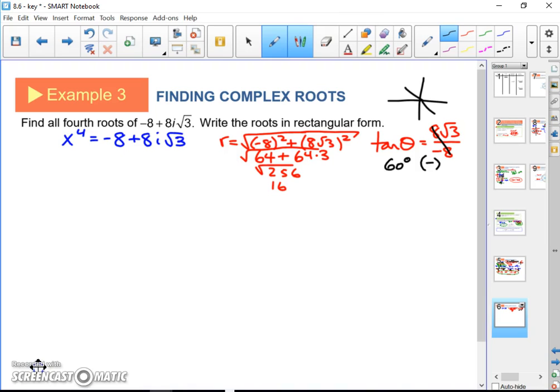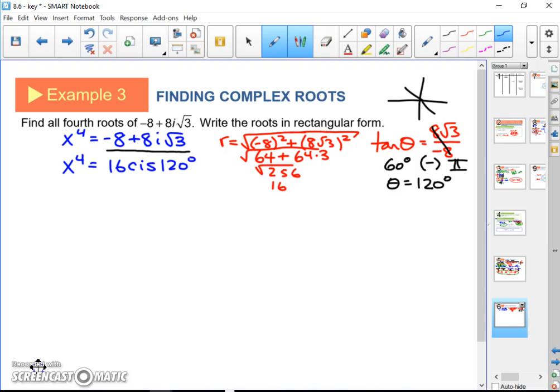But just look at the problem. Negative 8 and positive 8 square root of 3. That means your x is negative and your y is positive. Which quadrant does that have to be in? Second. That's quadrant 2. So a 60-degree reference in quadrant 2 means that theta is 120. Long story short, we just converted. We've got x to the fourth equals, and instead of negative 8 plus 8i square root of 3, we've got 16 cis 120. Same thing. Those are the exact same vector.